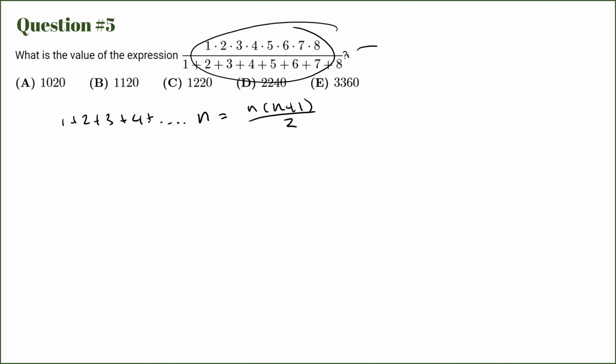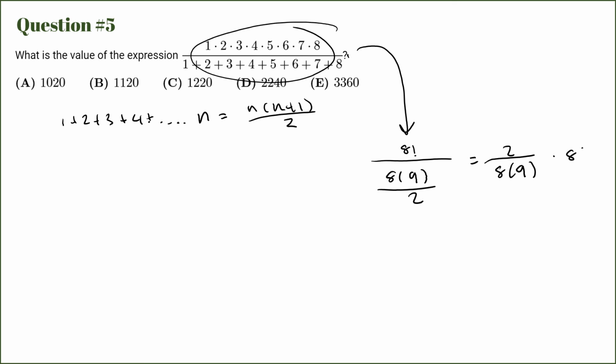So let's think about this. This would be 8 factorial because you're multiplying all the positive integers before n together. So 8 factorial over 8 times 9 over 2. Okay, so let's change that into 2 over 8 times 9 times 8 factorial. Okay, so now we can start canceling things. First of all, this becomes 7 factorial.